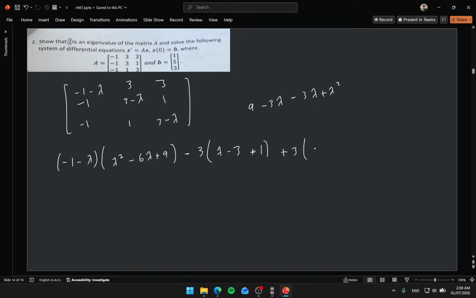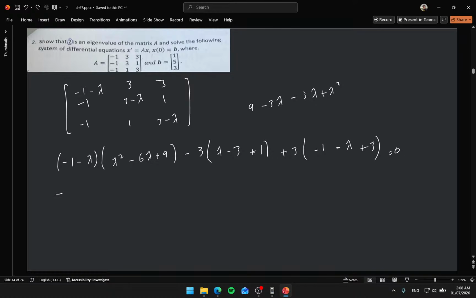Plus 3, negative 1, minus lambda. Wait, this is negative 1 minus, this is lambda minus 3, this is 1 minus lambda plus 3. Okay, all of this is equal to 0 by the way, so that's negative 1 minus lambda.